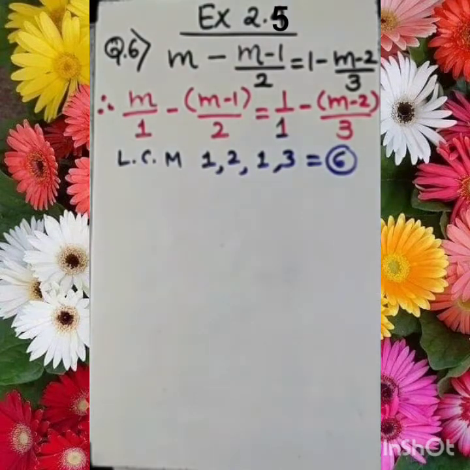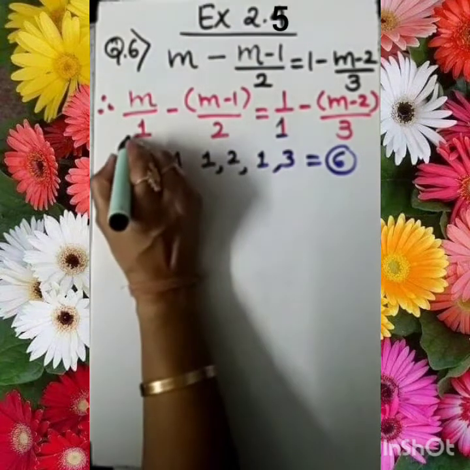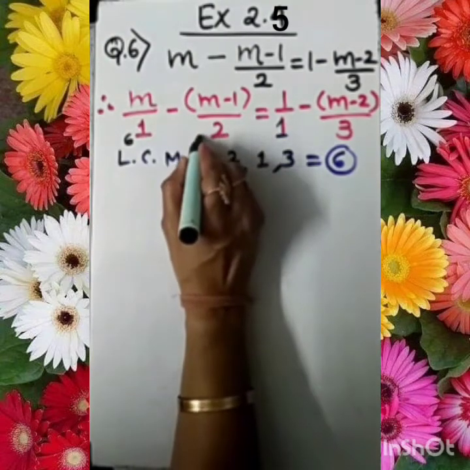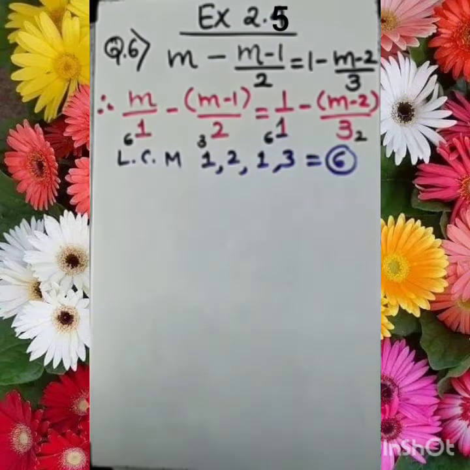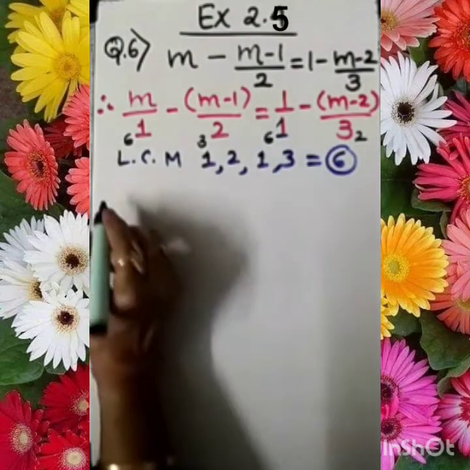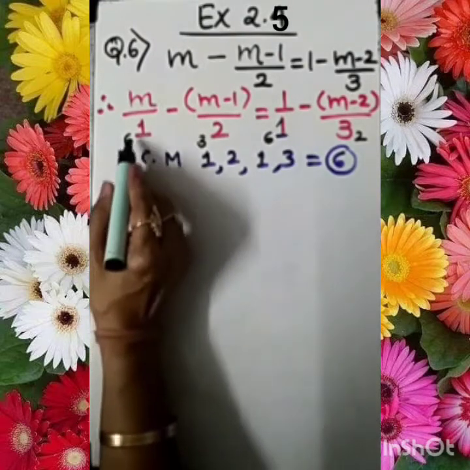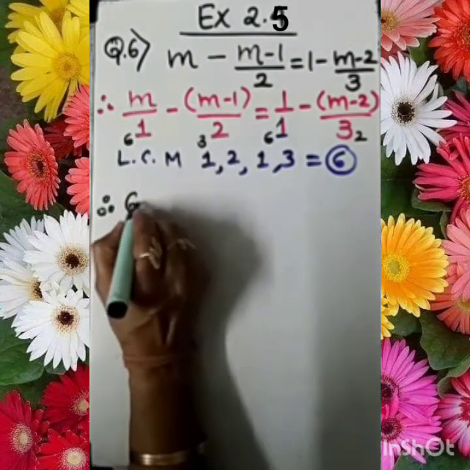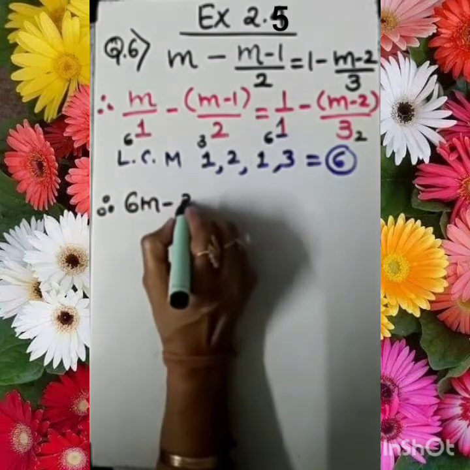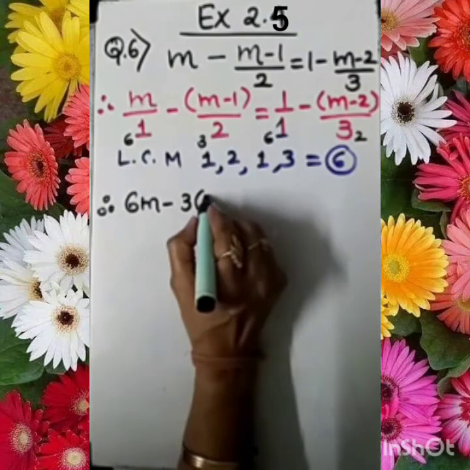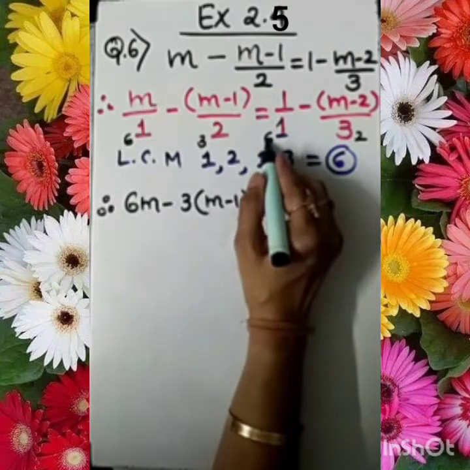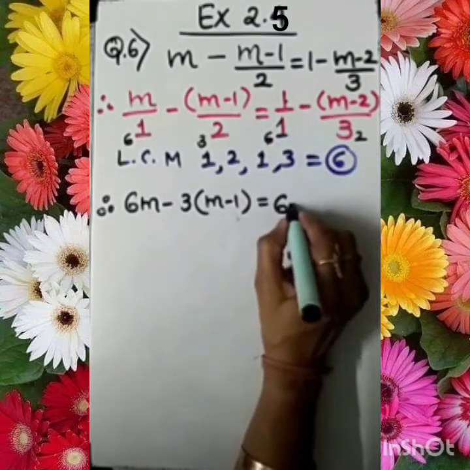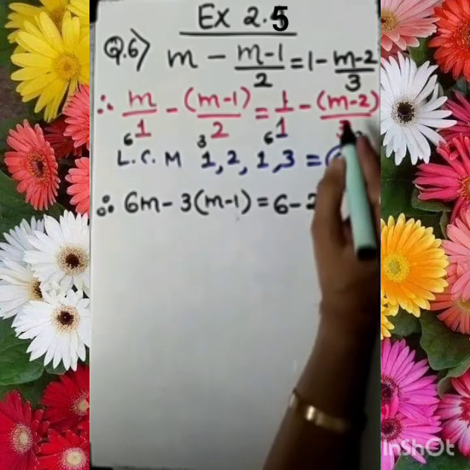So, if the LCM is 6, then of course I need to multiply this 1 with 6, this 2 with 3. 3 ones are 3, 1 6 is 6, 3 twos are 6. Here, with the same number I am going to multiply the numerator. 6 into m, 6m minus, this is 3 outside the bracket, I am going to multiply this full m minus 1 with 3. Right? This side 1 6 is 6 minus, this 2 is here already and this m minus 2 in bracket.